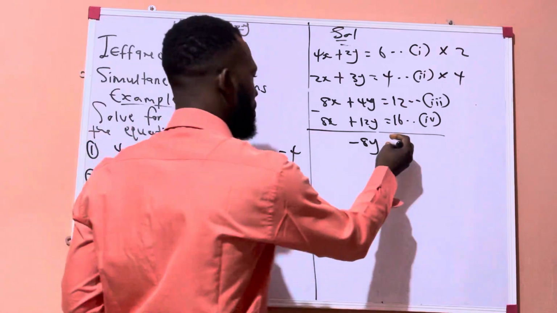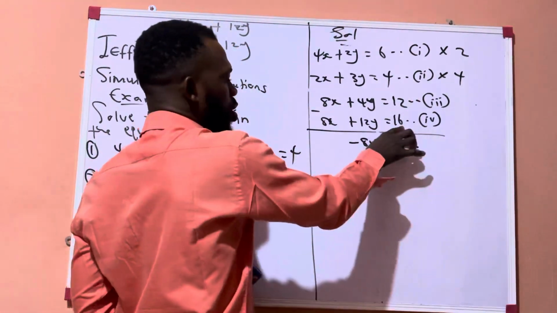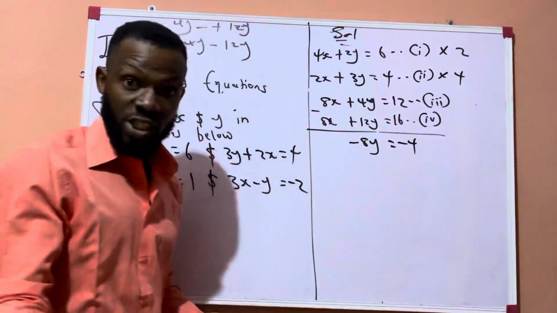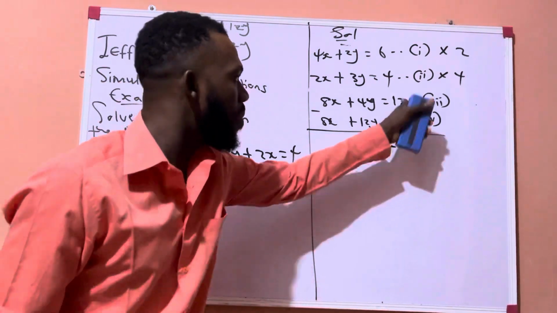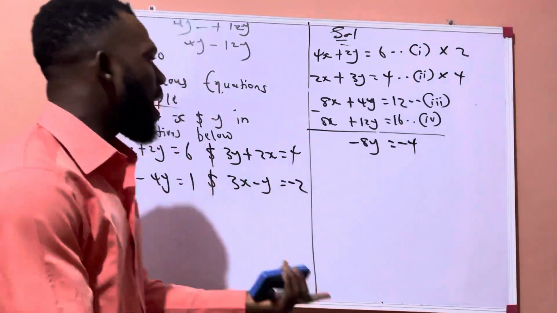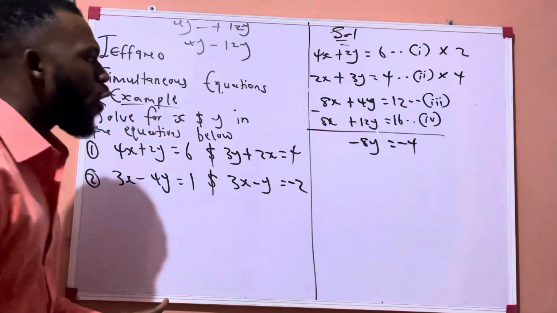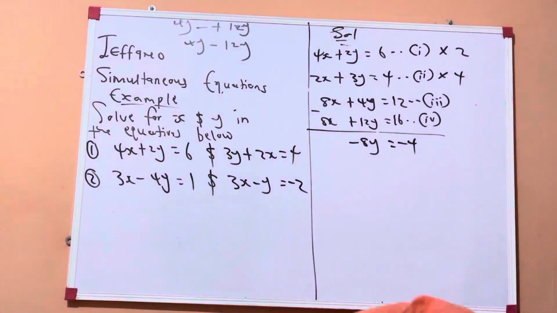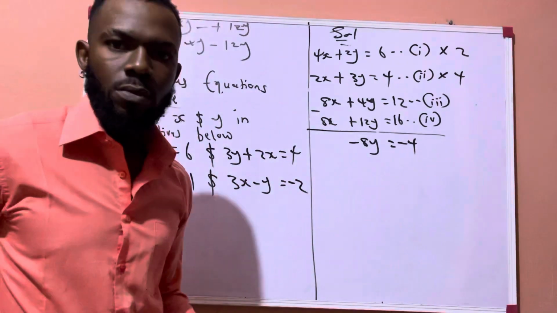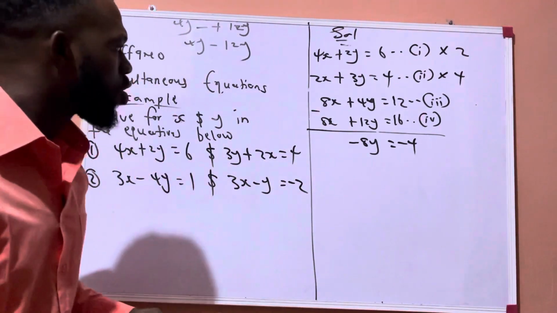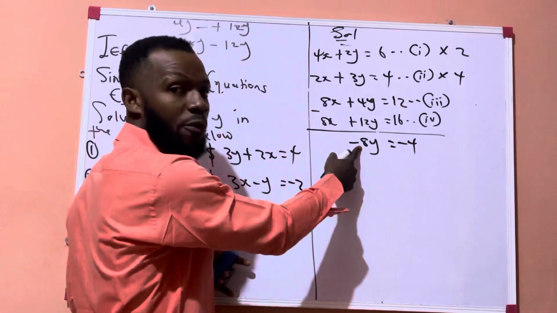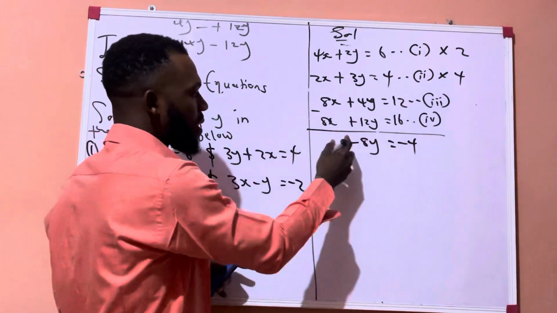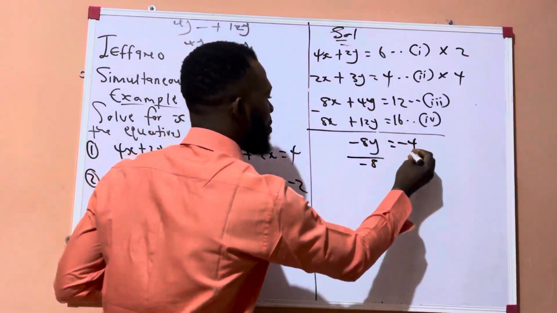Now let's proceed. 12 minus 16 will give us minus 4. The same thing applies. You can't remove a bigger number from a smaller number. Now what are we looking for, class? The value of y. Now for us to get y, it means y has to be the subject of the formula. If y needs to be the subject of the formula, I need to remove minus 8. And how can I remove minus 8? By dividing both sides by minus 8.